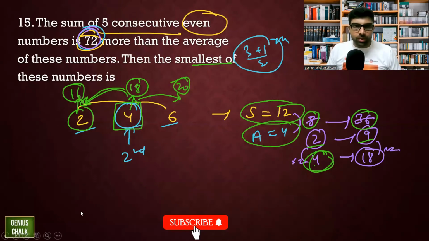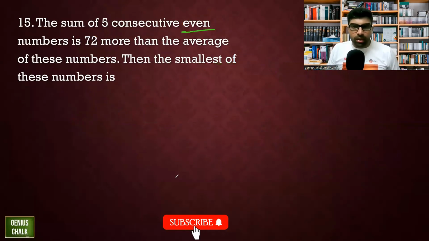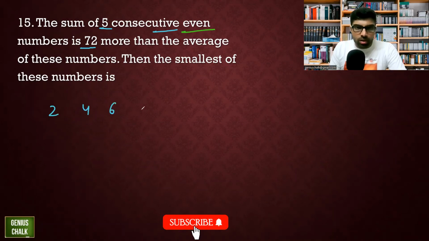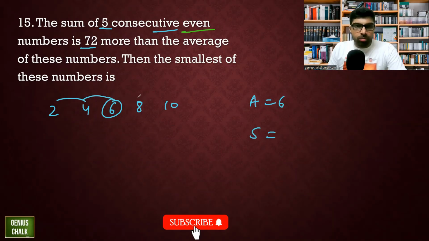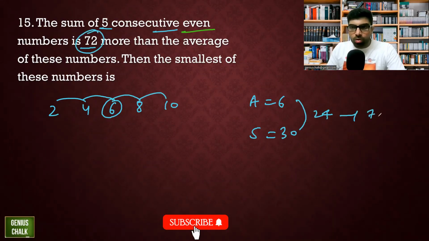Next one, the sum of 5 consecutive even numbers is 72 more than the average. Now apply the same thing. Let's say 2, 4, 6, 8, 10. What is my average? The average is 6. What is my sum? 6 plus 6, 12, plus 8, 20, plus 10, 30. What is the difference? It is 24. Here the difference is 72. So 24 value is 72.